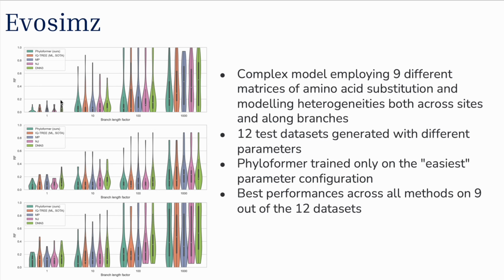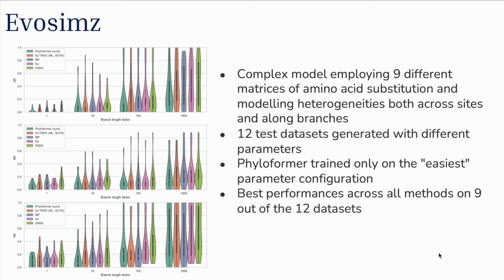Nevertheless, Phyloformer's distribution is always skewed towards lower Robinson-Foulds distance values, and if we look at the performances just in terms of mean Robinson-Foulds distance, we get the best performances across all methods on 9 out of the 12 datasets, being slightly outperformed in the remaining 3 only by maximum likelihood methods, which, as we shall now see, are significantly slower.